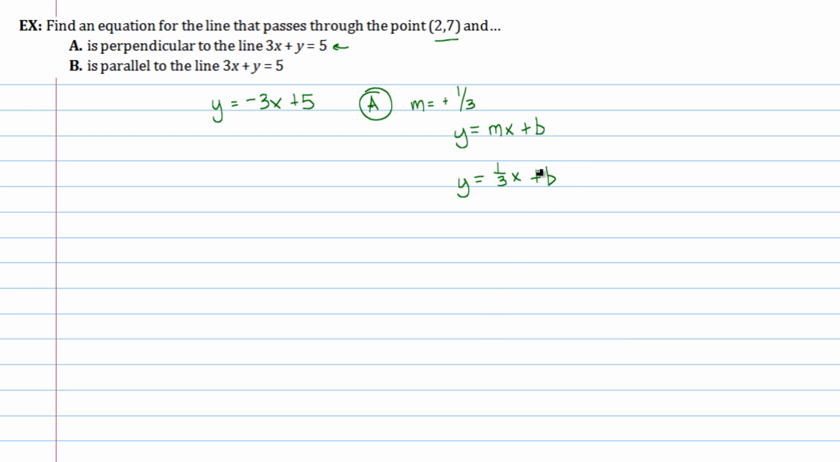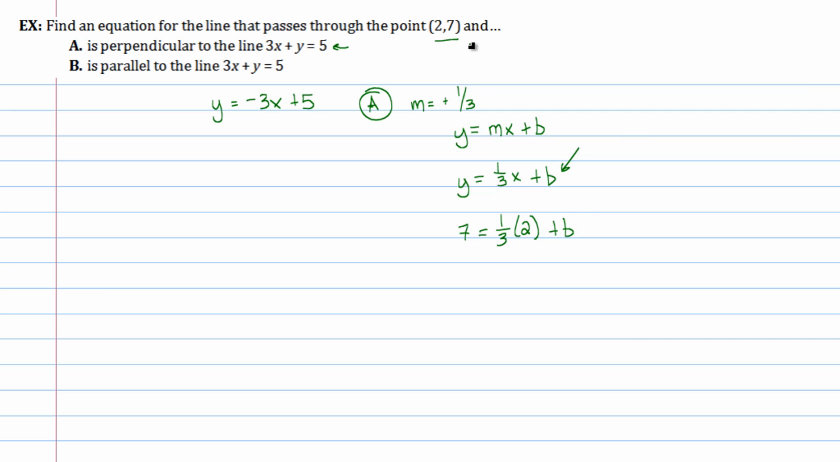All we need to do now is find what that value of b is, and luckily they gave us a point. All you need is two things for the equation of a line. You need a slope and a point, or you need 2 points. As long as they give you two pieces of information, you have a line. So they gave us a slope, 1/3, and a point that we could plug into this equation. We know that when x is 2, y is going to be 7. Great. So let me go ahead and solve this.